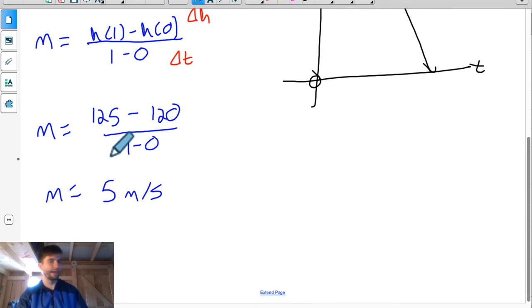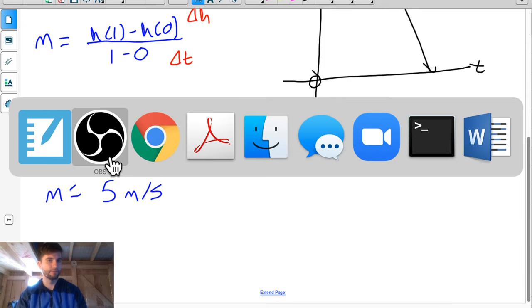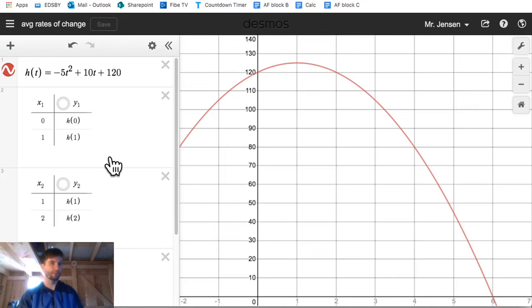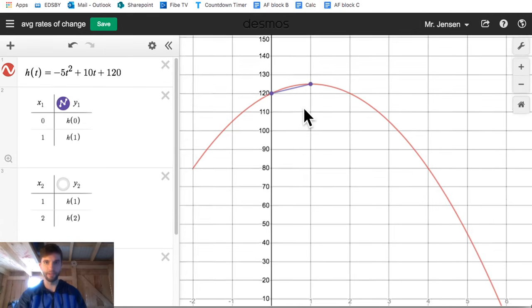Let's look over at the graph of the function. So here's the graph. I made this in Desmos for you. So what we did, we found the slope of this secant line, this purple secant line right here.